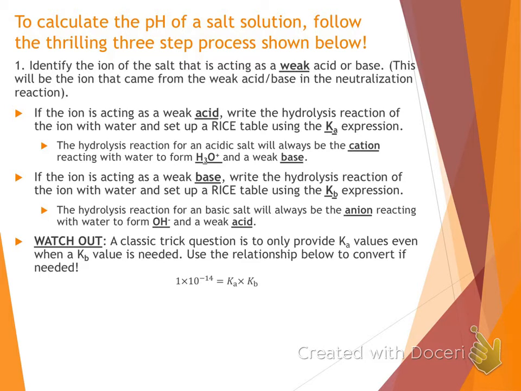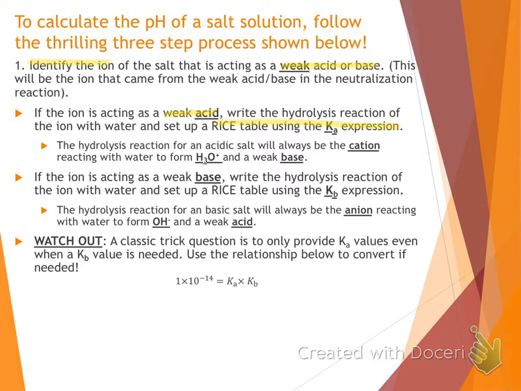Step number 1 is to identify which part or which ion of our salt is acting as our weak acid or base. This is going to be the ion that came from the weak acid or base in the neutralization reaction because that's the only one that's going to be able to hydrolyze water. If the ion is acting as a weak acid, we're going to set up a Ka problem using our RICE table. We have to write out our hydrolysis reaction though for that RICE table.